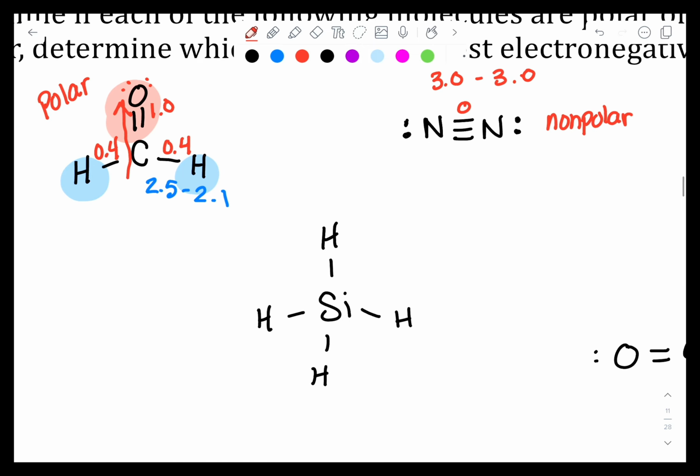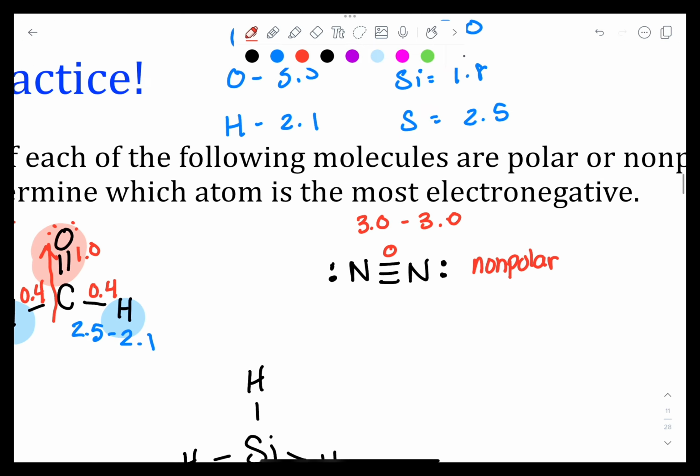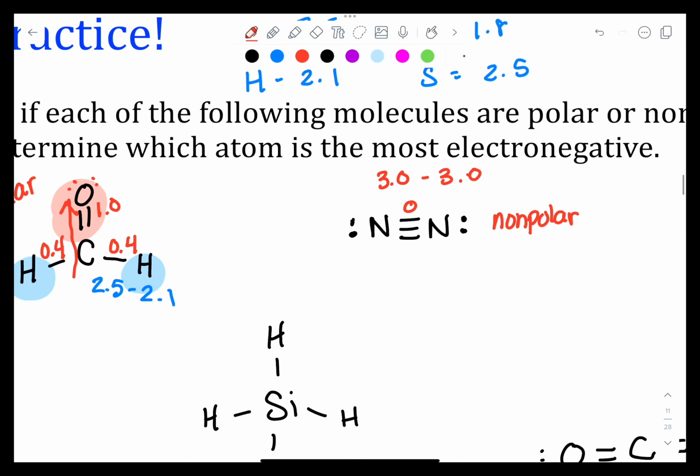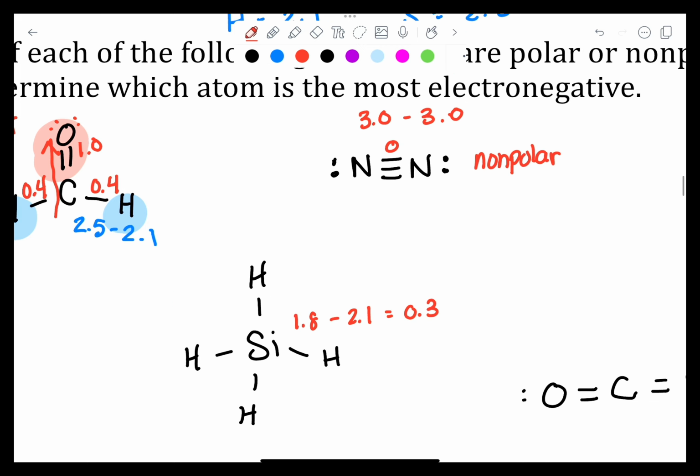Next we have silicon and hydrogen. They're all the same. So silicon is 1.8 and hydrogen is 2.1. So that's a difference of 0.3. So these are nonpolar. And since they're all the same, the molecule itself is nonpolar. There's no one area of more electron density than the other. The electrons are all being shared equally in all 4 bonds.